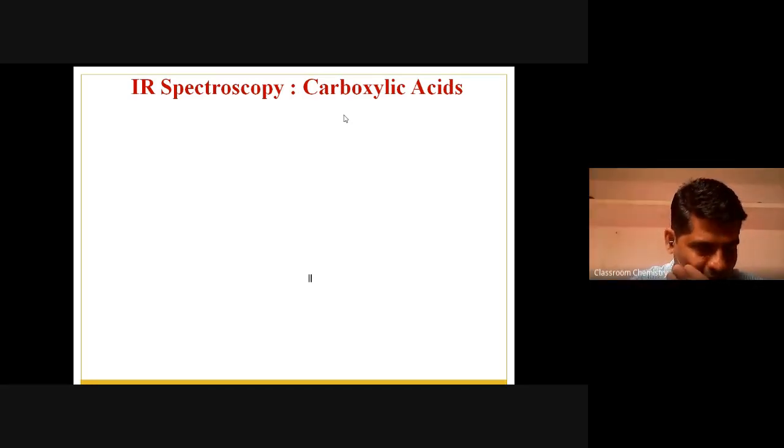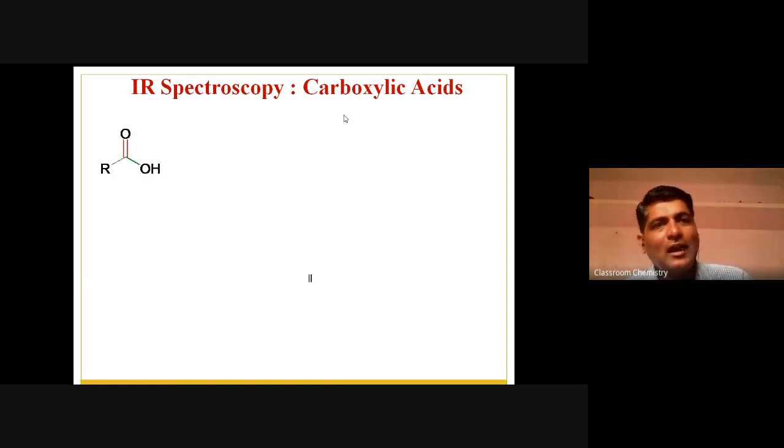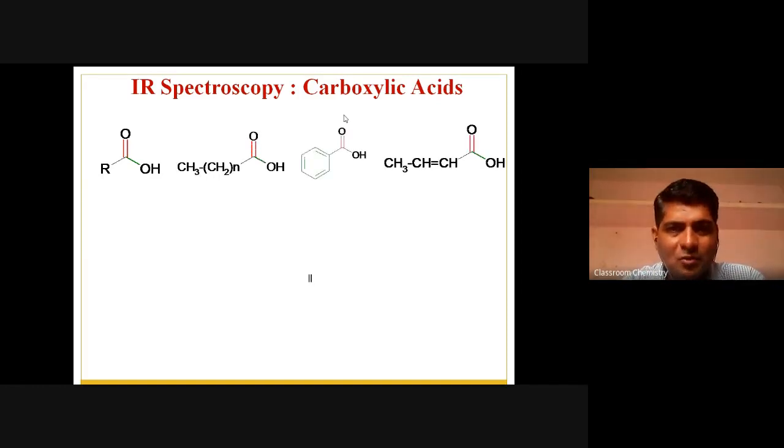Okay, that is called an acid compound. So those compounds containing such a group or functional group are called carboxylic acids. And this is the general structure of the acid, RCOOH. Okay. Here you can see different types of acid compounds. Some are aliphatic, some are aromatic acid compounds, some are alpha beta unsaturated compounds. So the second example is the aliphatic carboxylic acids.